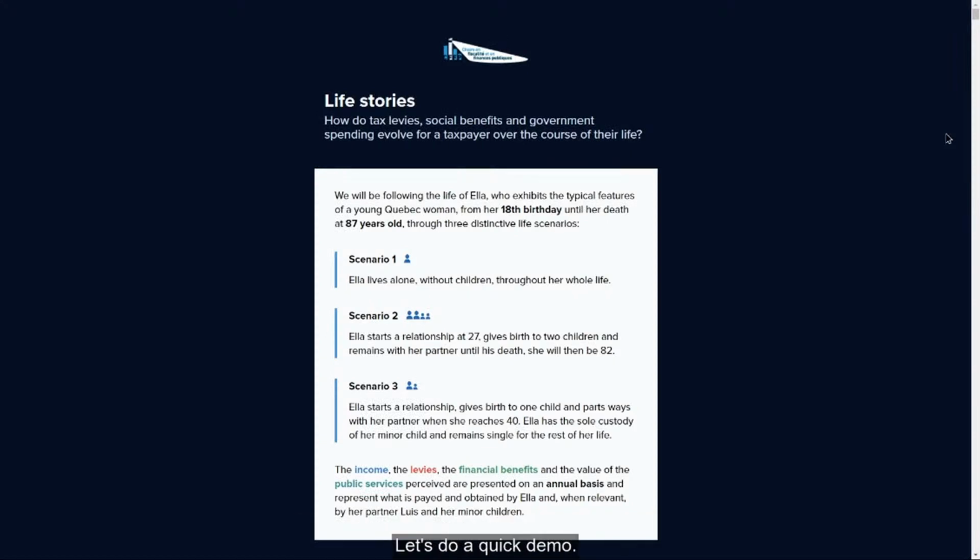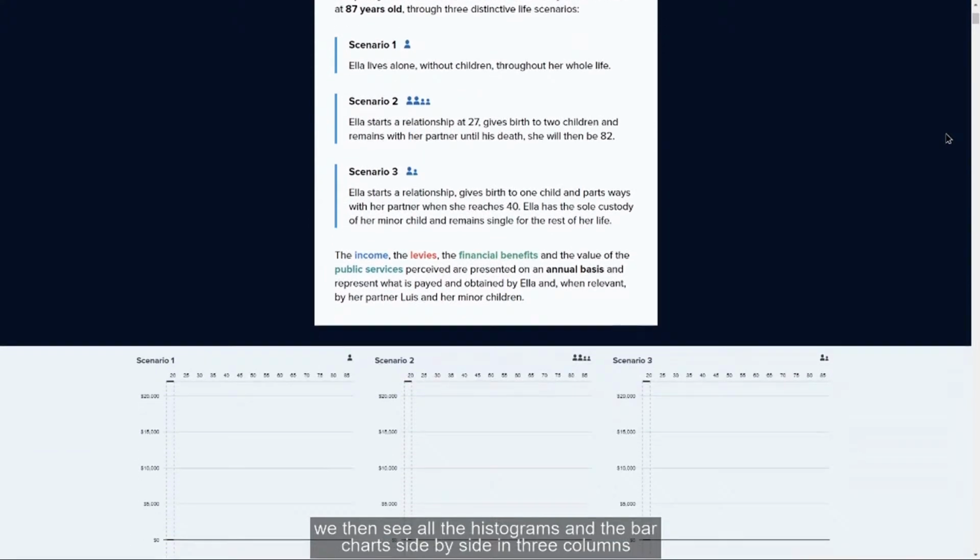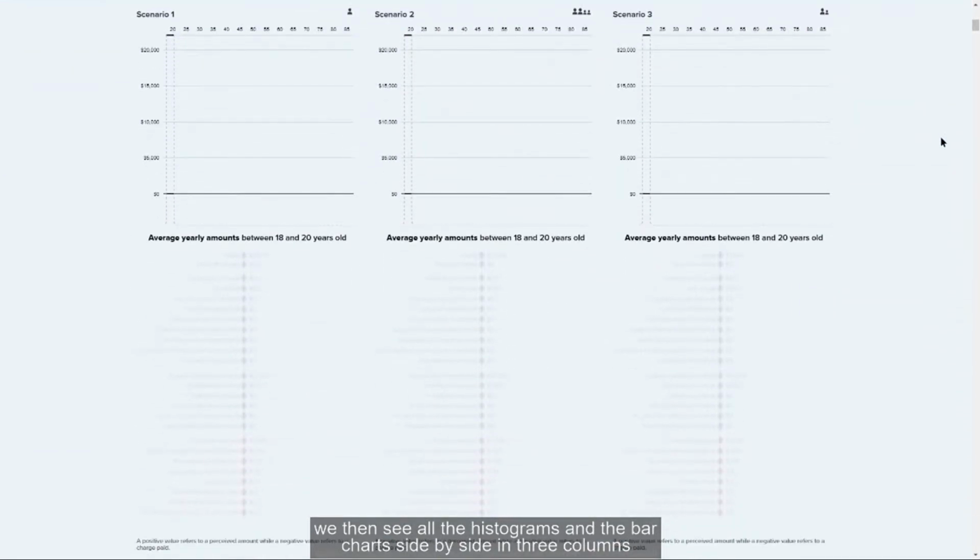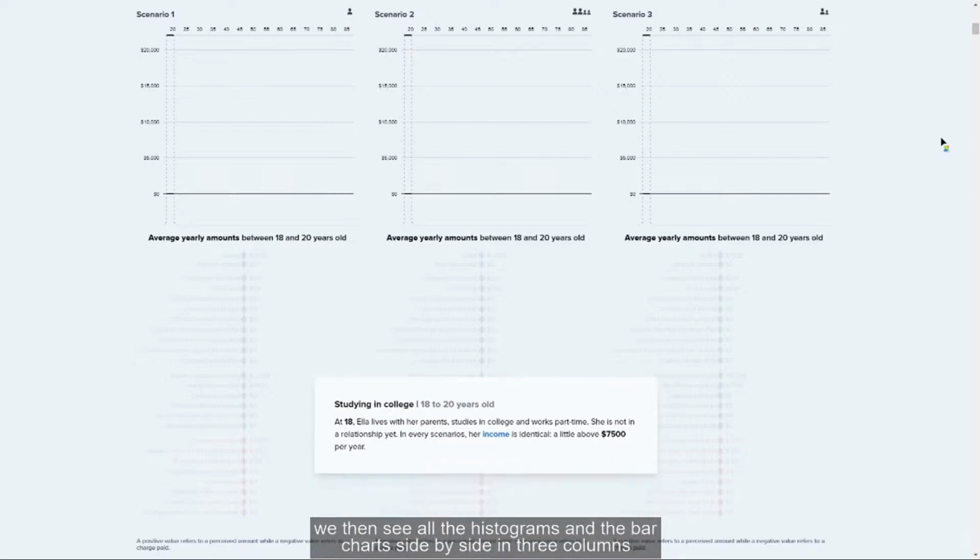Let's do a quick demo. At first, each scenario is explained in detail so that the user understands what he's looking at on the next screen when he scrolls down. We then see all the histograms and the bar charts side by side on 3 columns.